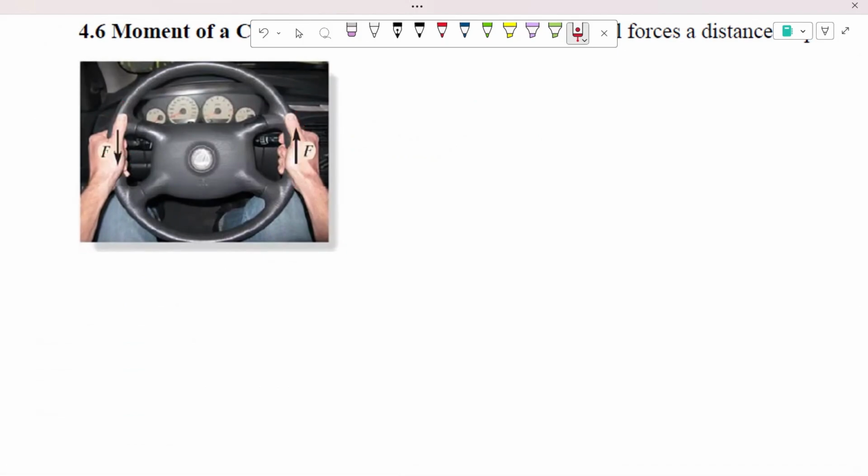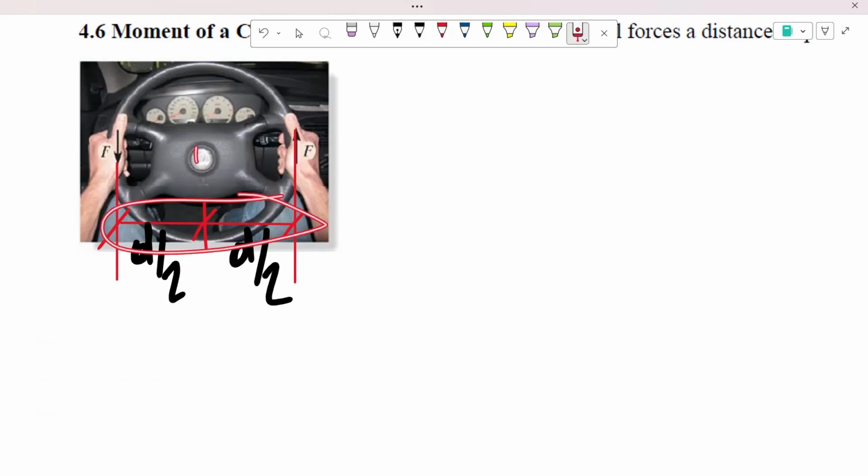So what we have here in this image is this distance of d. But if we were to take the moment about the center of the steering wheel, we know that each distance is equal to d over 2, since it's half of that. We know the whole distance is equal to d, but since we're taking it about that point, the distance is d over 2.